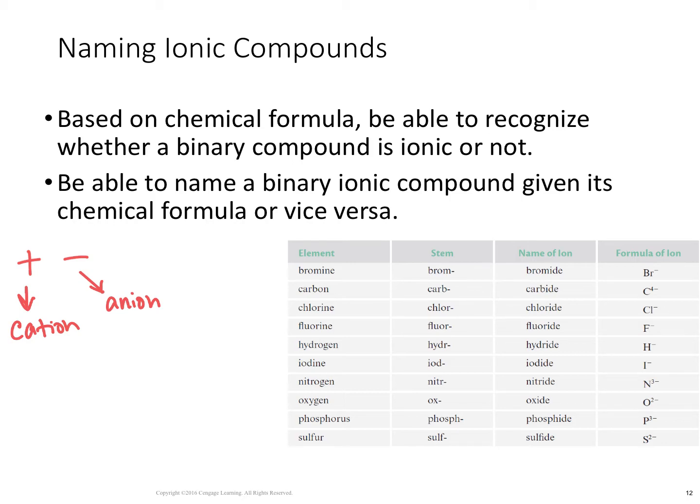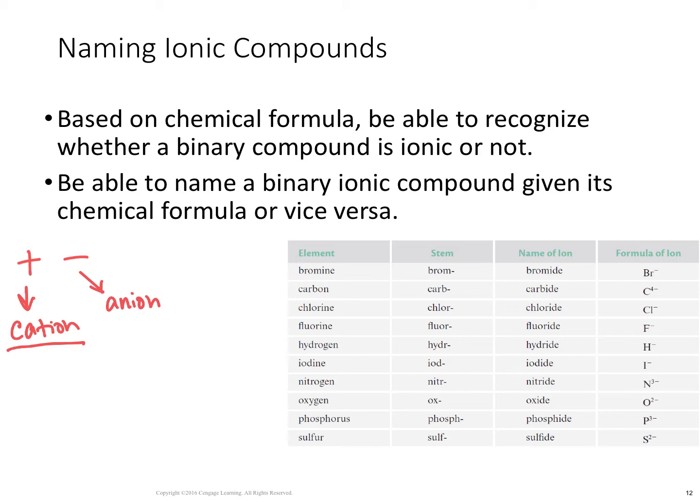The cation is named simply by using the name straight off of the periodic table for that element. The cation is always the metal, so you find the name of that metal on the periodic table and you plug it in for the name. The anion will always change the ending to "ide." So again, this table gives you a couple examples. So bromine becomes bromide, chlorine becomes chloride, iodine becomes iodide, and so on.